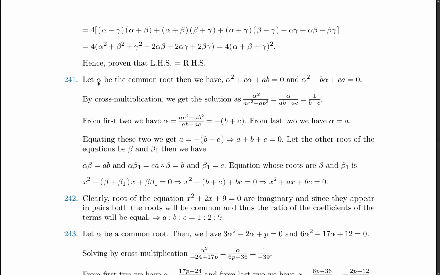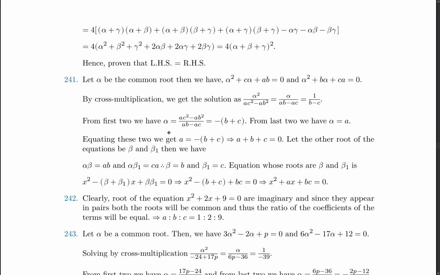So we let alpha be the common root, and then we substitute alpha in the two given equations and cross multiply. We arrive at alpha square by ac square minus ab square is equal to alpha by ab minus ac is equal to 1 by b minus c. From the first two conditions, we get alpha is equal to minus b plus c. And from the last two, we have alpha is equal to a. Now, since both are values of alpha, we can say that a is equal to minus b plus c. So we get a plus b plus c is equal to 0.